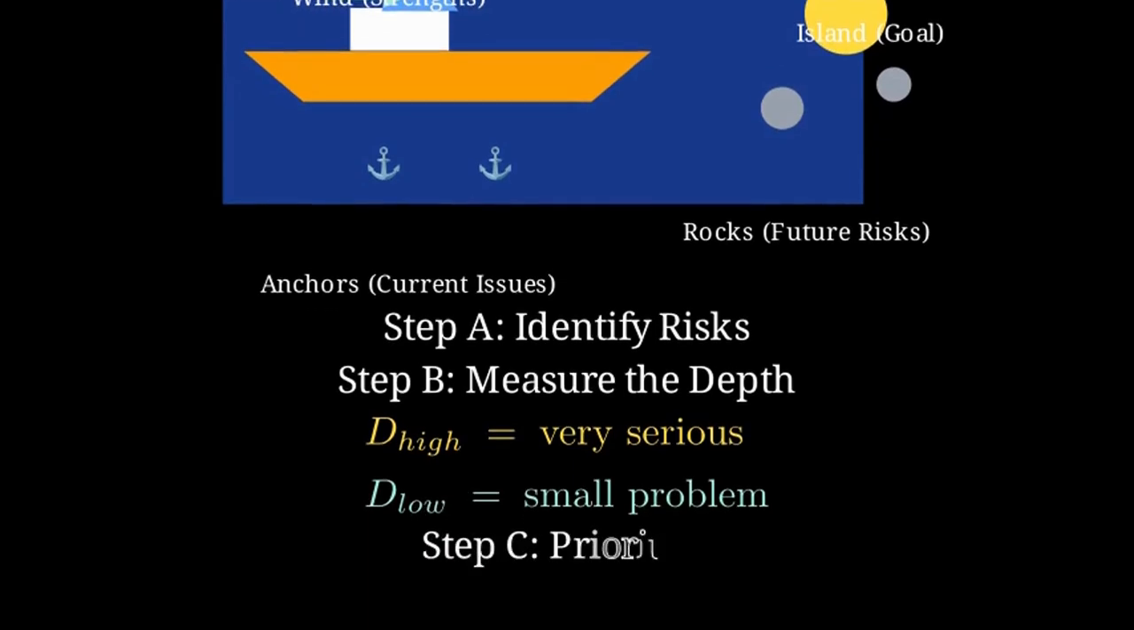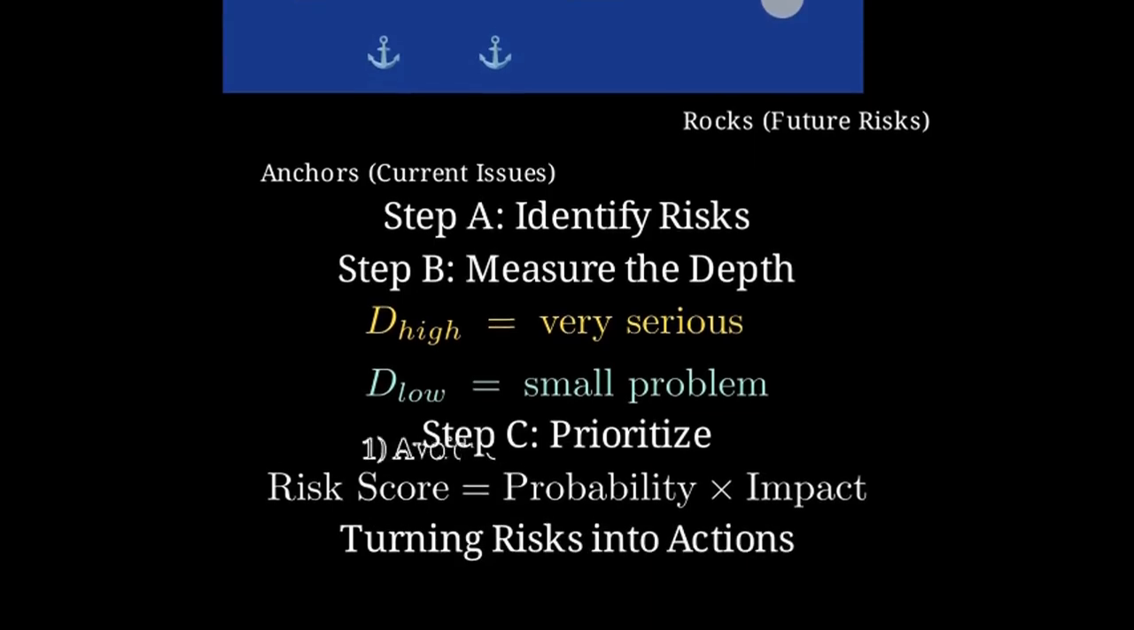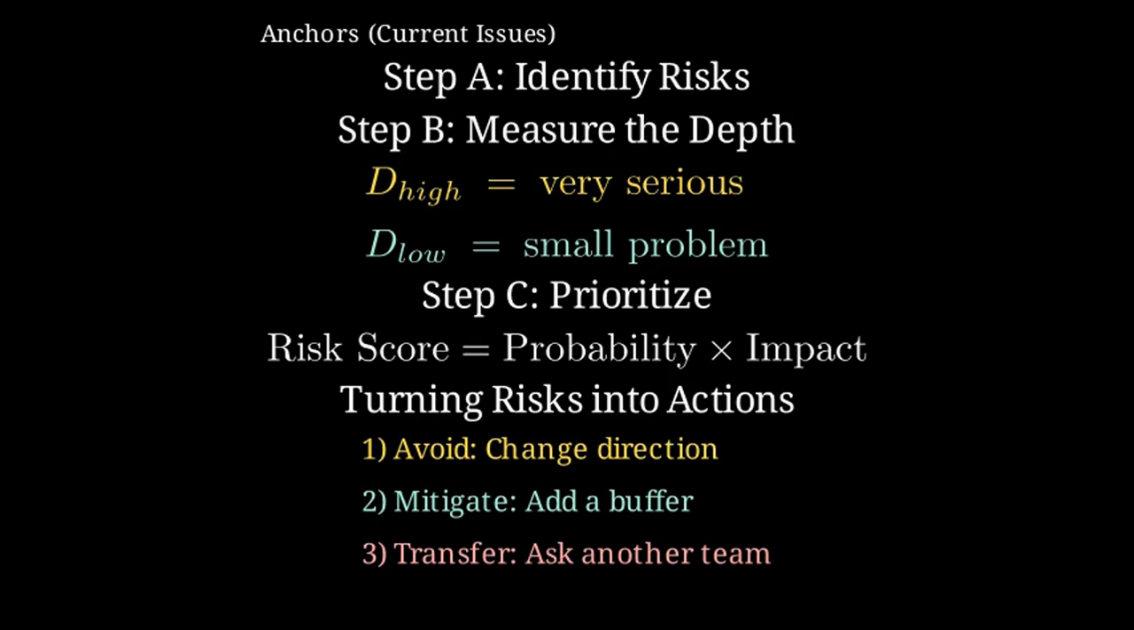Step C. Prioritize. We focus on risks that have the highest score. Risk score equals probability times impact. Next, we turn risks into actions. We can avoid a rock by steering away. We can mitigate by adding a buffer, or we can transfer the risk to another team.